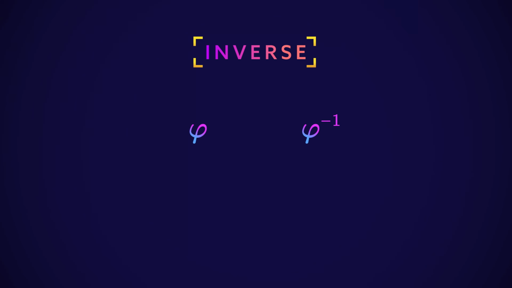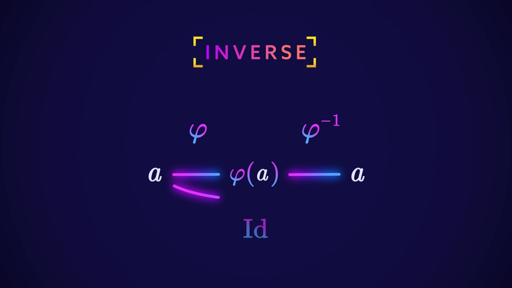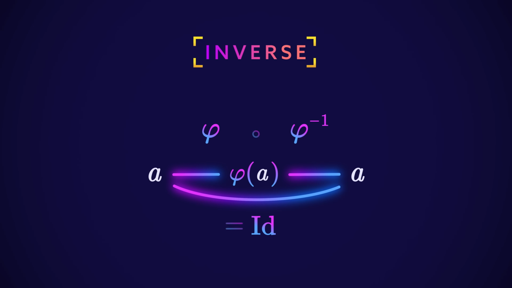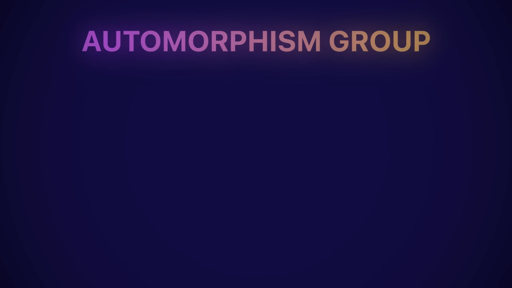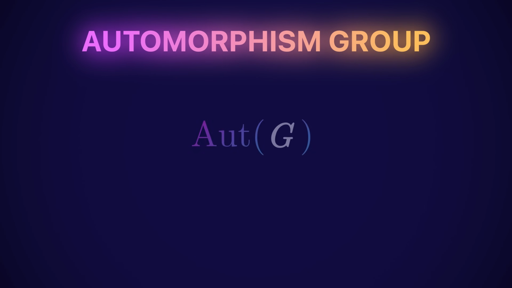Also, I can finally explain the notation for the inverse isomorphism. Every automorphism, because it's also an isomorphism, has an inverse by definition. If the former sends A to phi of A, the latter sends phi of A back to A. So their combination is just the identity, exactly how an inverse element is supposed to behave. All in all, this group of automorphisms has the obvious name of the automorphism group, and it's written like this. As you can imagine, uncovering and analyzing the automorphism group for arbitrary groups is a big topic in group theory.